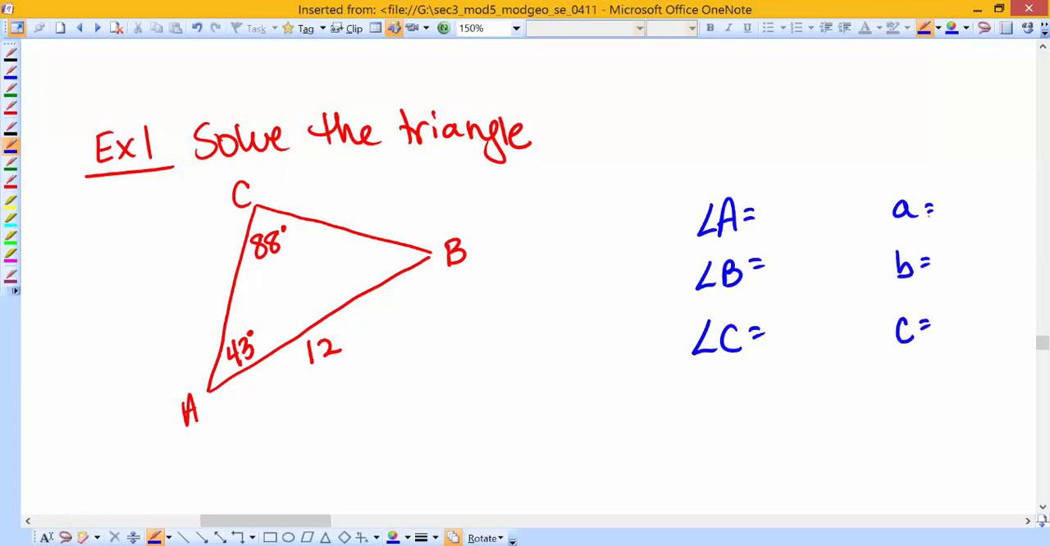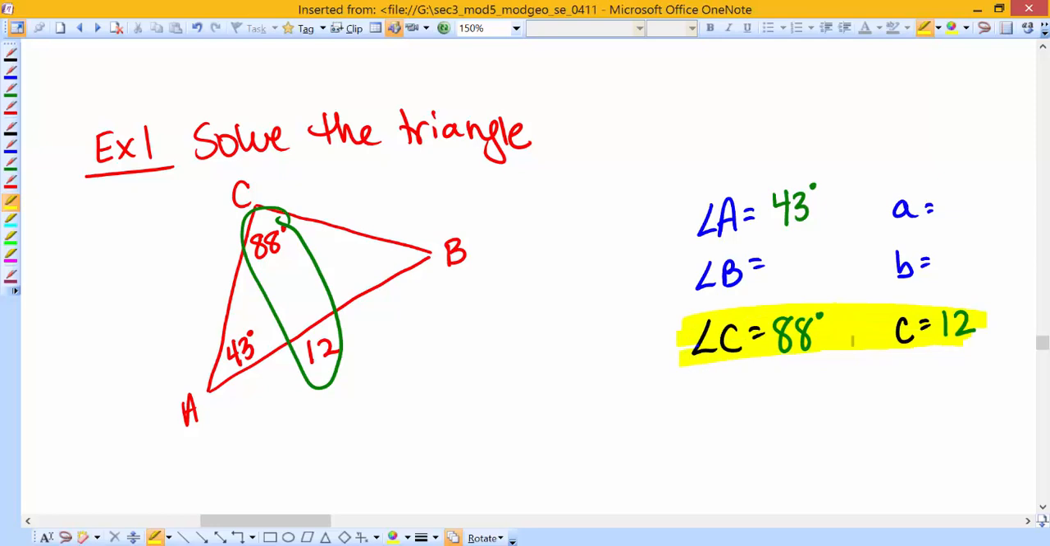So let's fill in what we know. We know angle A is 43 degrees. We know angle C is 88 degrees. And since the 12 is opposite angle C, we know side C. Well, there's my pair. I have angle C and side C. You could even see it here when you write it down. You have your side angle pair. That's what you must start with for law of sines.